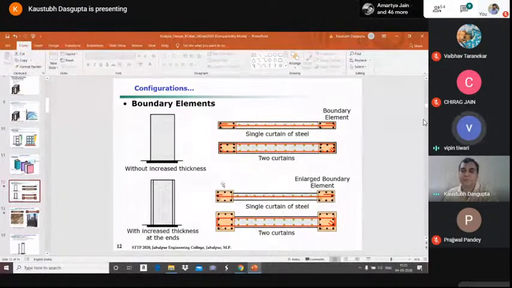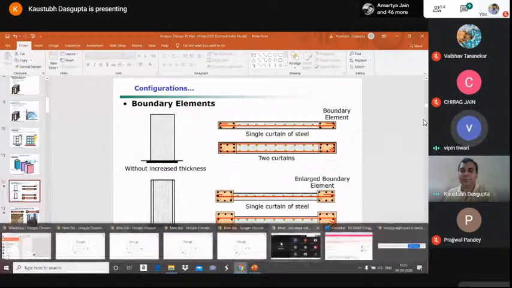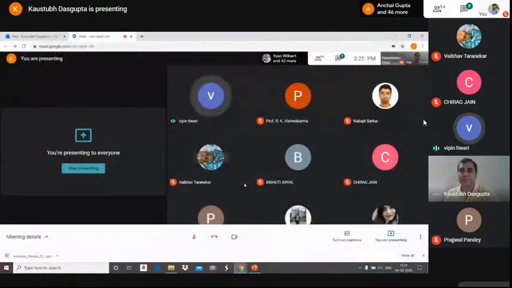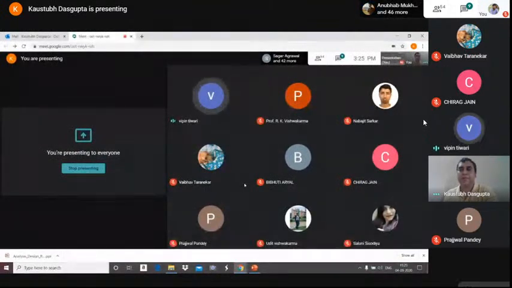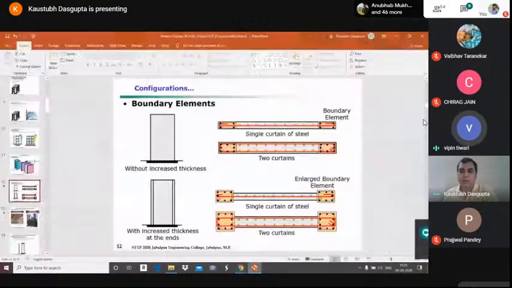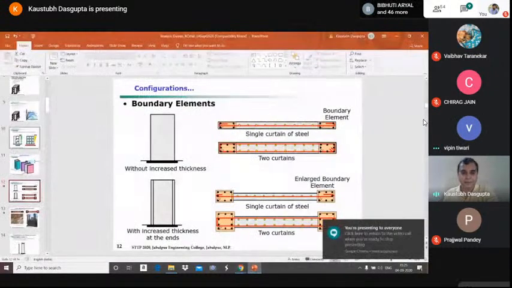Sir, one more question. Mahendra Kumar is asking, is providing shear wall in L shape at all 4 corners of the RCC building really good? Is it beneficial or what?